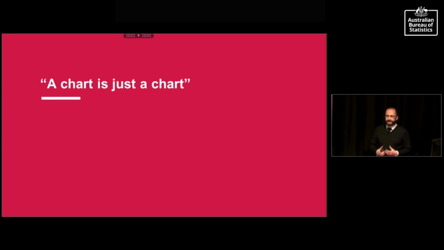If you go back to Playfair and think, what am I doing with this chart? It's just saying, here's some numbers, right? That's not what you should be doing. Charts should be there for a purpose. Think of them as tools of communication rather than tools of dissemination.